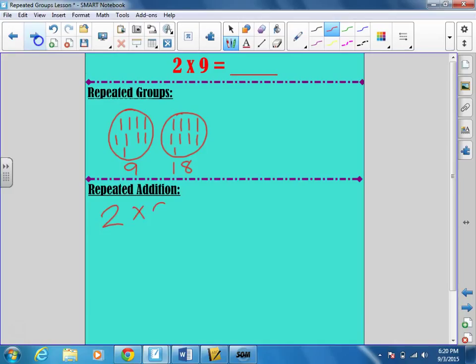2 times 9 equals, our first factor will tell us how many times we're going to add the second factor. 9 plus 9, which is 18.